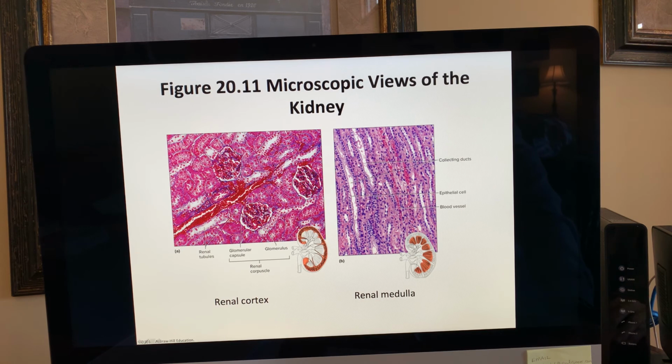In the renal medulla, you have a different situation. You have basically long cords of cells. These are collecting ducts that are bringing fluids from the distal tubule down towards the minor calyx. You also have descending and ascending loops of Henle, and you also have capillary beds of that peritubular capillary system in the medulla called the vasa recta.